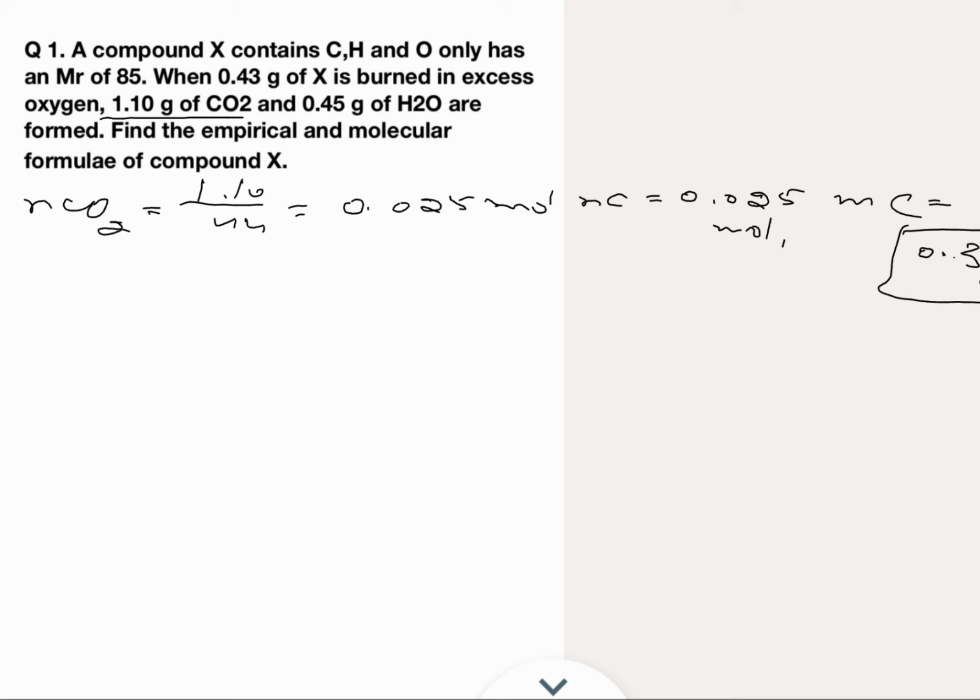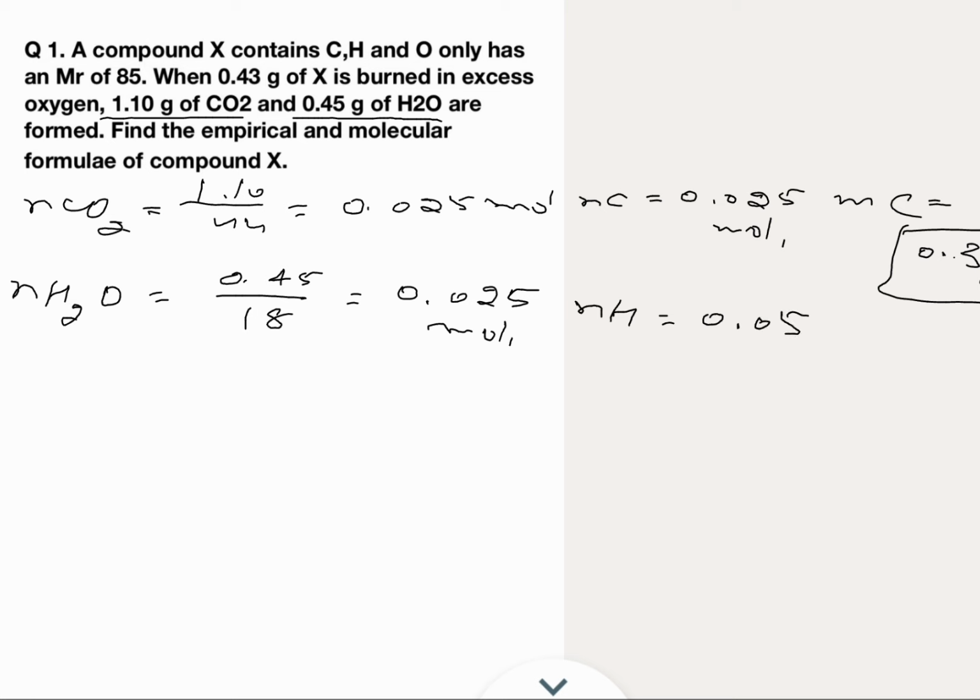Similarly, we can work out the mass of hydrogen by first working out the number of moles of water. The number of moles of water will be 0.45 divided by 18, which gives 0.025 moles. Because each water has two hydrogens, there will be 0.05 moles of hydrogen, and the mass of hydrogen in that case will be 0.05 grams, because 1 mole of hydrogen atoms weighs 1 gram.